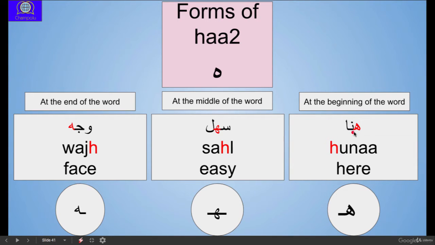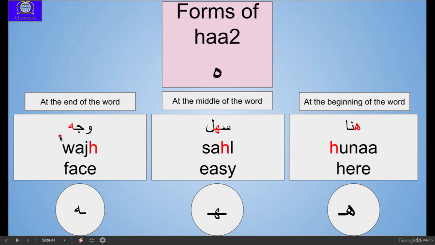So this is, for example, for the word huna, which means here, you'll find that the letter he comes in the beginning of the word, so it takes the initial form. And here we see that for the word sahl, which means easy, you'll find that the letter he comes in the middle, so it takes the medial form. While for the word like wajh, which means face, you'll find that it comes at the end of the word, so it takes the final form.